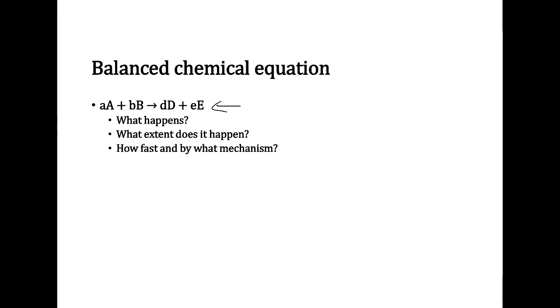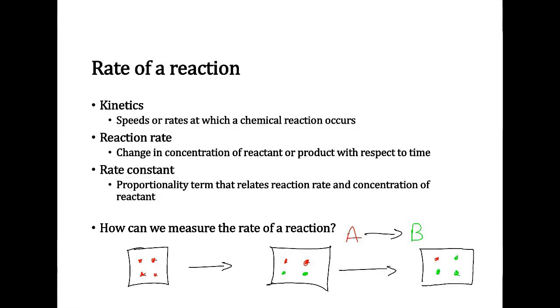So the questions that we're going to be asking ourselves next are, to what extent does this reaction happen? And we're going to answer this question later. But right now we're going to focus on how fast and by what mechanism does this reaction occur. So whenever we're looking at the rate of a reaction, we're looking at the kinetics of it. So the speed or the rate at which a chemical reaction occurs.